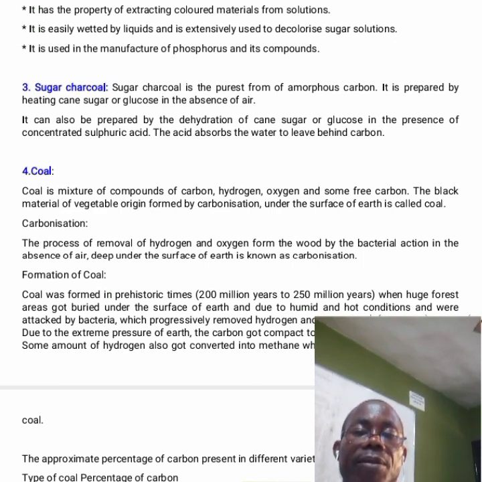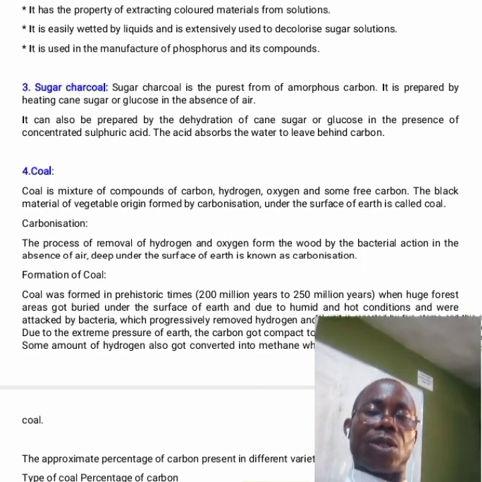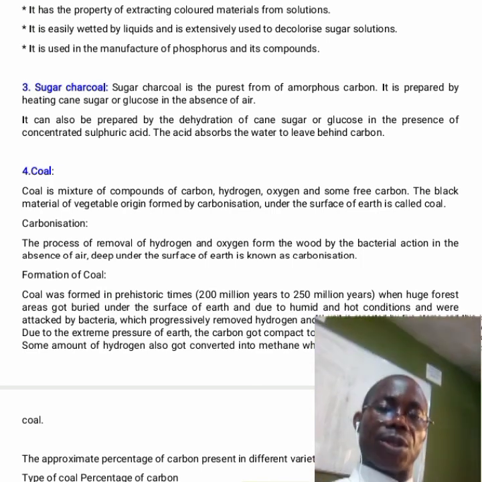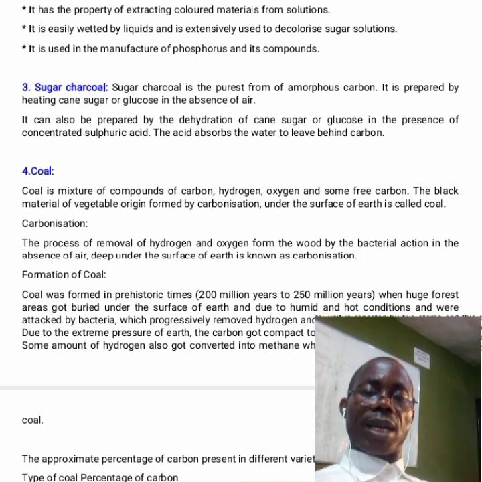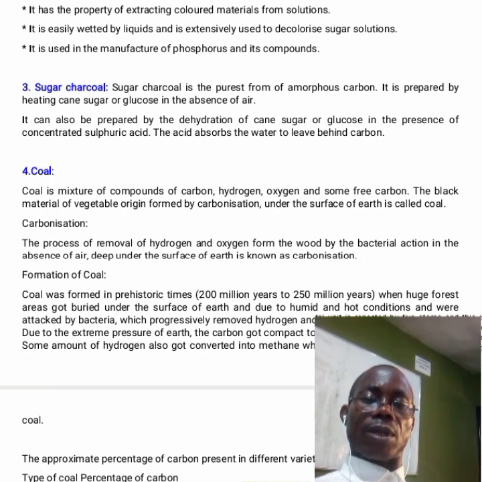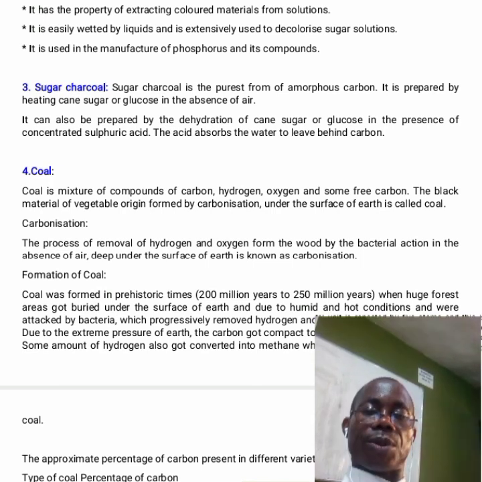Okay, now the allotropes of carbon. Carbon exists in two allotropic forms, crystalline allotropes and non-crystalline or amorphous allotropes. Crystalline allotropes include diamond, graphite, and fullerene, while the non-crystalline forms include coal, coke, charcoal, coal gas, coal tar, and soot.